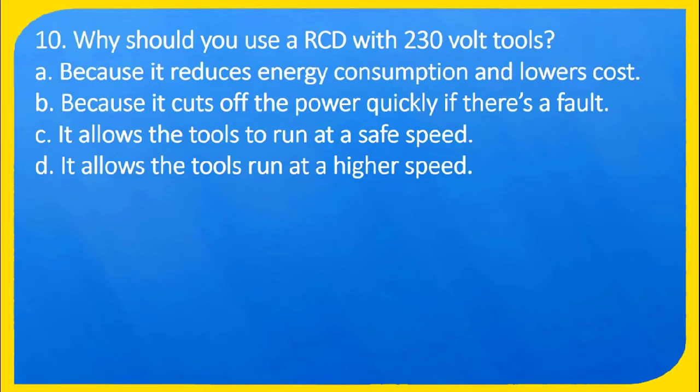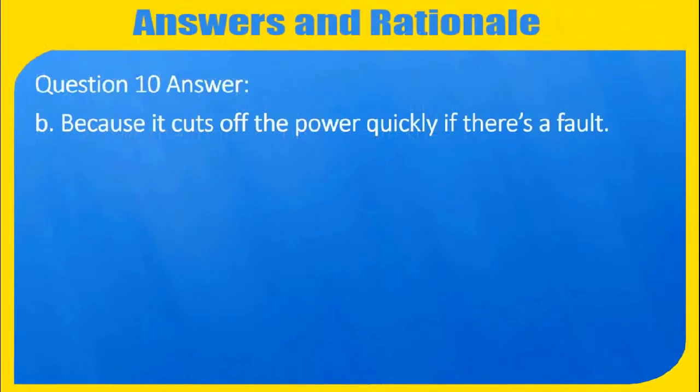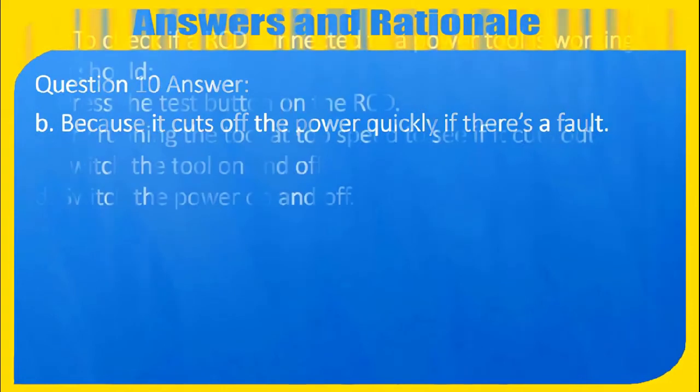Question 10. Why should you use a RCD with 230 volt tools? A. Because it reduces energy consumption and lowers cost. B. Because it cuts off the power quickly if there's a fault. C. It allows the tools to run at a safe speed. D. It allows the tools to run at a higher speed. Question 10. Answer. B. Because it cuts off the power quickly if there's a fault.